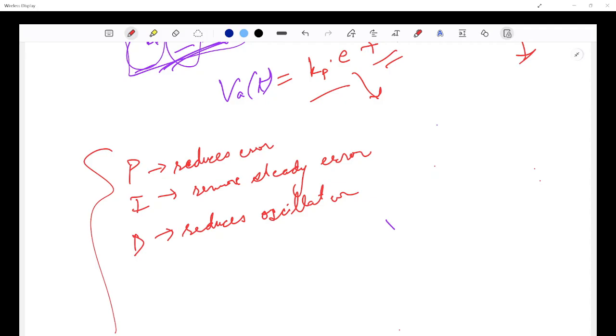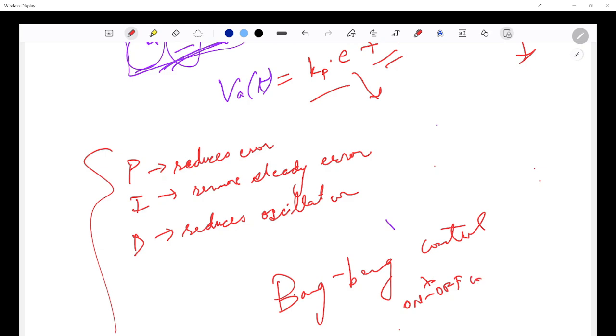So there is something called a bang-bang controller, which is basically on-off control. The controller manages all of this. The controller is an entity that is just programmed. It is not something different.